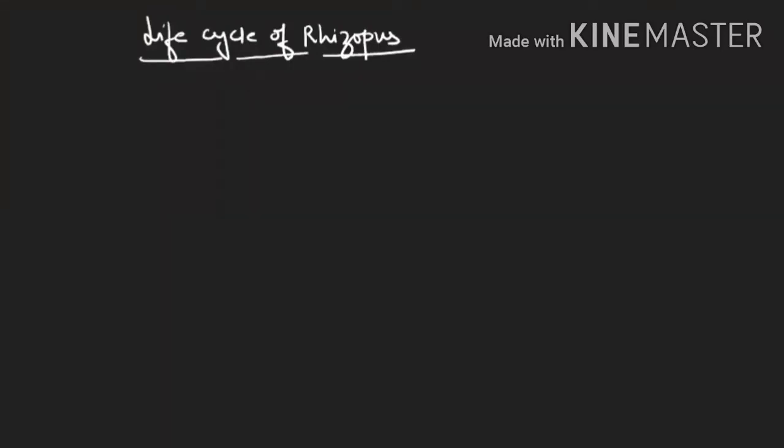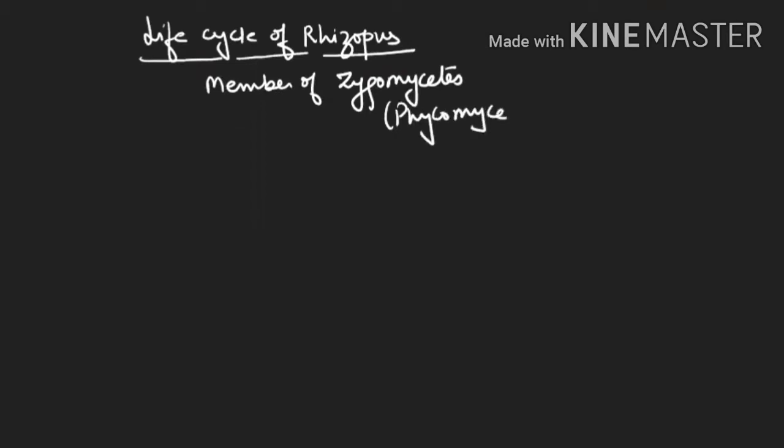So today we are going to study the life cycle of Rhizopus. Rhizopus is a member of Zygomycetes, and Zygomycetes is a division of the Phycomycetes. So we are studying one example of Phycomycetes in detail, that is Rhizopus.